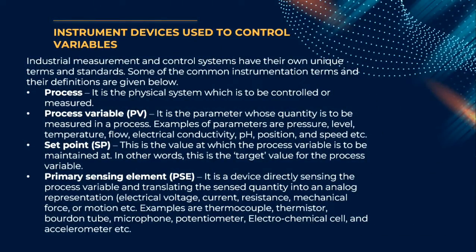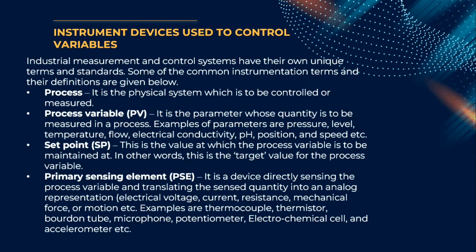Industrial measurement and control systems have their own unique terms and standards. Some of the common instrumentation terms and their definitions are given below. First is process. It is a physical system which is to be controlled or measured. Second, process variable or PV. It is the parameter whose quantity is to be measured in a process. Examples of parameters are pressure, level, temperature, flow, electrical conductivity, pH, position, and speed, etc. Set point. This is the value at which the process variable is to be maintained at. In other words, this is the target value for the process variable.